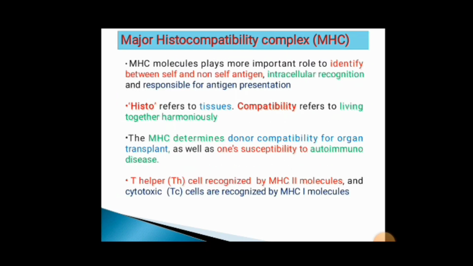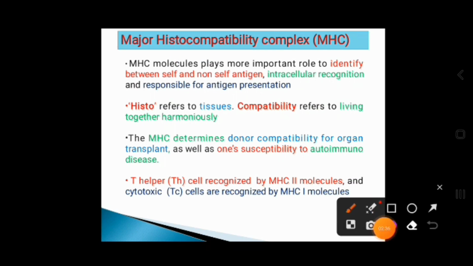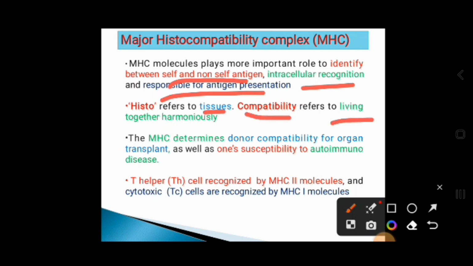Now we will discuss the role of MHC. MHC plays an important role in identifying between self and non-self. Why this identification between self and non-self is very essential, we'll discuss very shortly. MHC also plays an important role in the recognition of intracellular organisms and is also responsible for antigen presentation. Now, histo refers to tissue and compatibility refers to living together harmoniously. The MHC determines the donor compatibility for organ transplant.